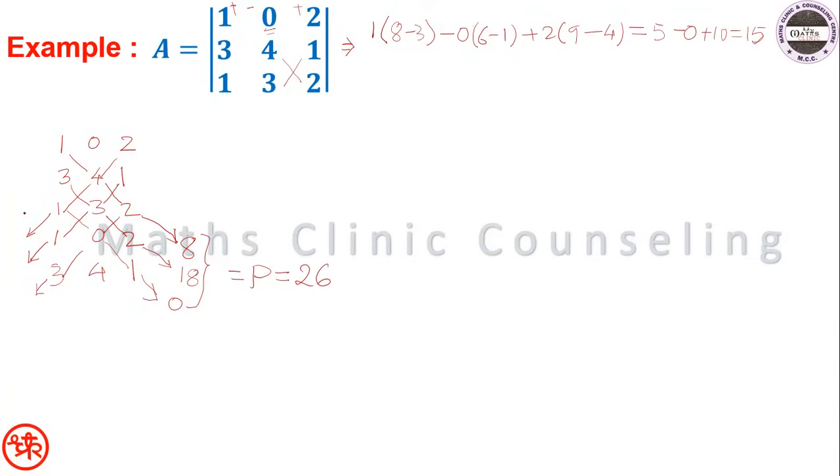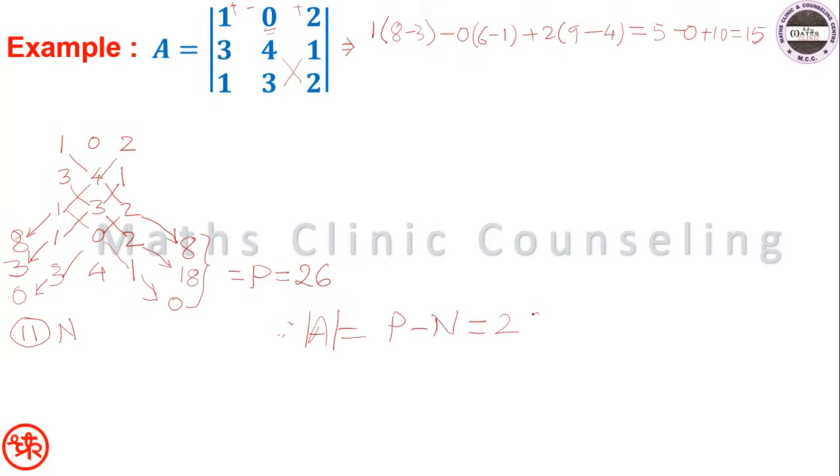And here now we do the products. 1 into 4, 4 into 2, 8. 1 into 3 into 1, that is 3. 3 into 0 into 2, 0. And this sum is how much? 11. Is that clear? We call it N. Therefore, the value of determinant A is equal to P minus N.